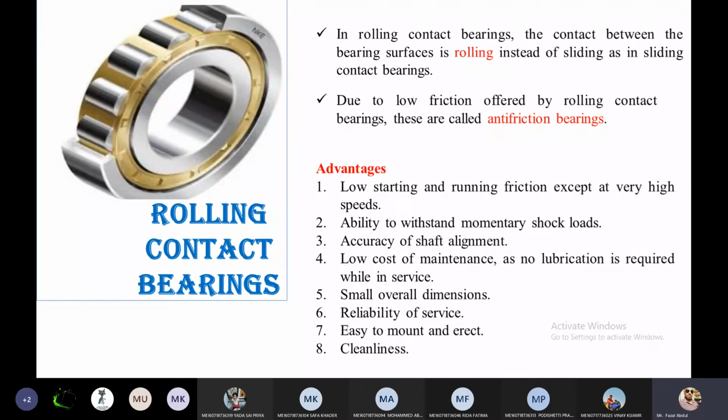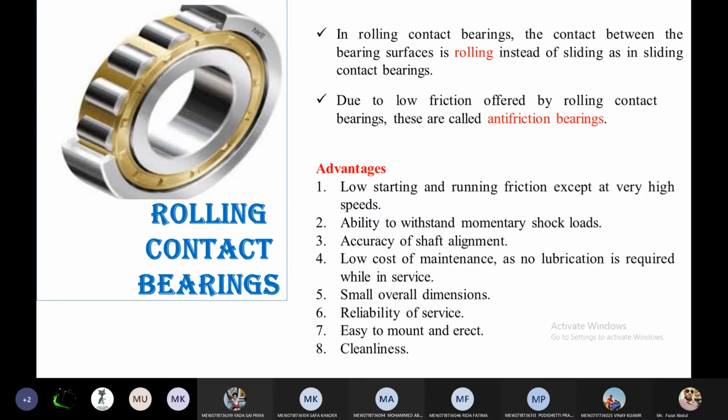Now coming to the rolling contact bearing. In the sliding contact bearing, the action that takes place is sliding, so that's the reason the name is given as a sliding contact bearing. Now here, rolling contact bearing is nothing but, instead of sliding action between the contact surfaces, here, what are the surfaces? Bearing surface and journal surface. These two surfaces are going to contact with the help of balls or rollers.